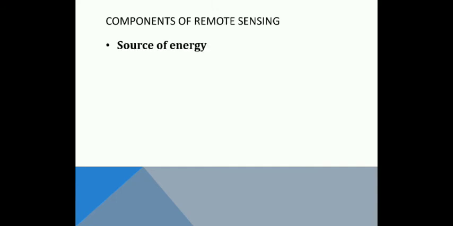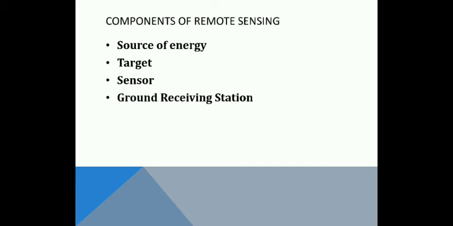What are the components of remote sensing? It requires a source of energy. It may be an external source of energy or it is available as sunlight. Another component is the target. So if you are focusing your research on a soil or a rock, or you want to do the analysis of a particular plant or say forest, these are your target.